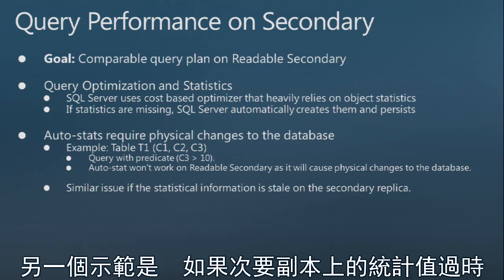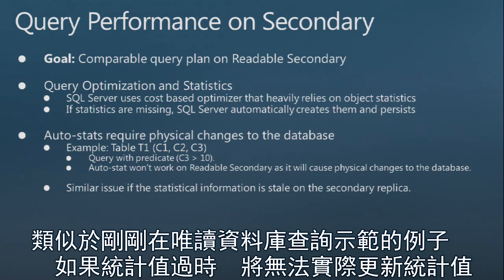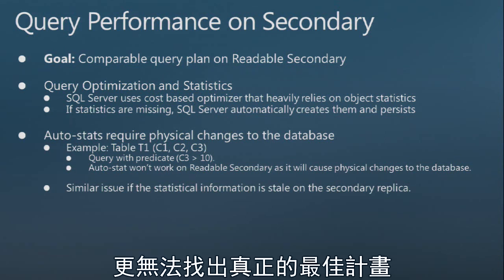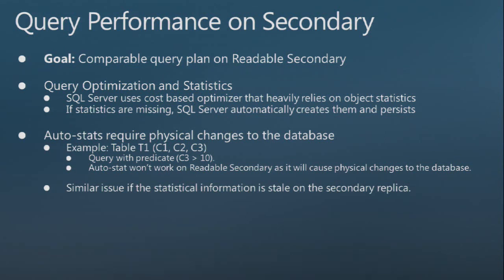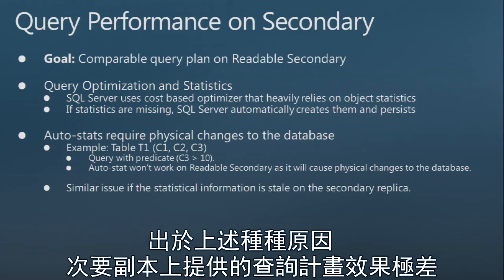Second example could be that if the stats on the secondary are stale, like the example I showed you in the read-only database context, if it's stale, it cannot really refresh them to figure out what is the right optimal plan. So for those reasons, the query plan that is available on the secondary replica could be very inferior.